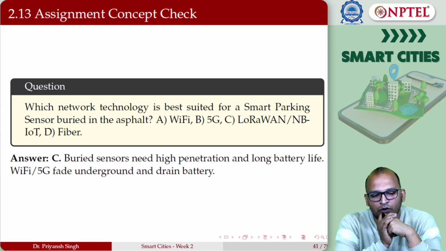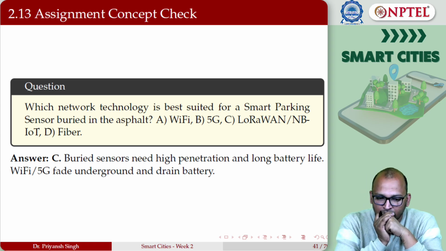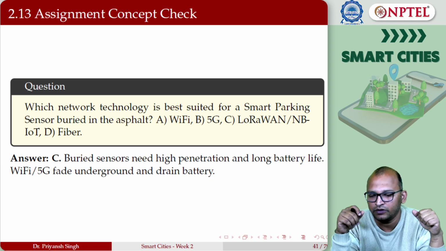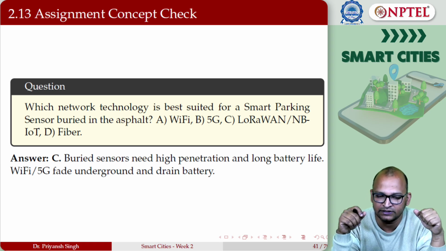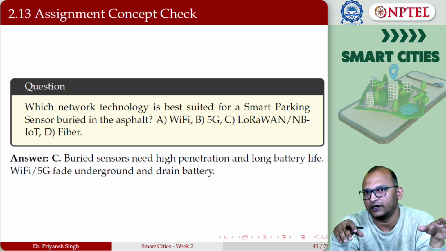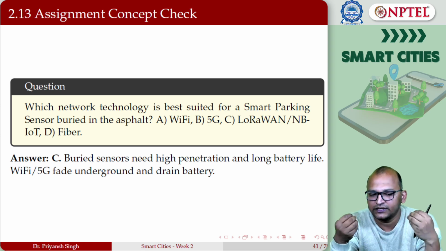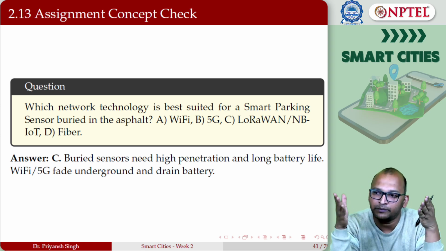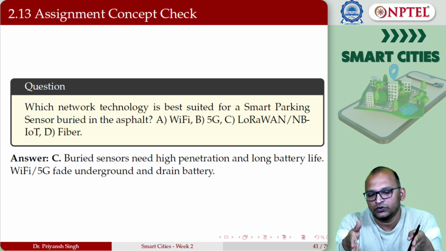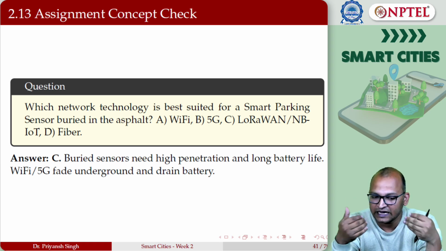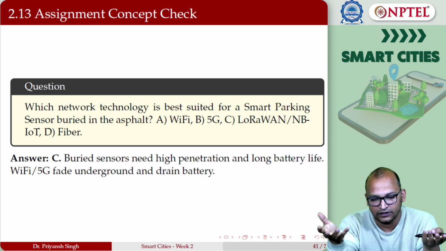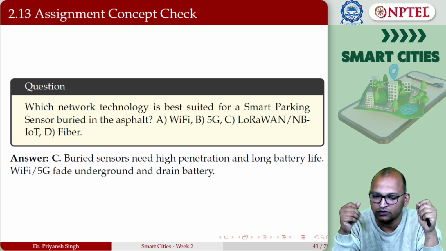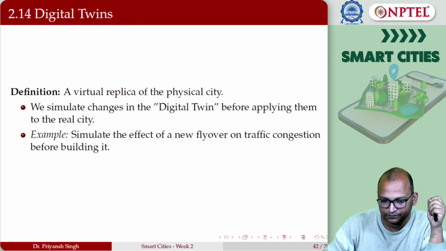Let's take an example problem. If we have a question like which network technology is best suited for smart parking sensors buried in smart asphalt. If a sensor is buried in the asphalt, that means we need a technology which can penetrate underground. As we have already seen, this type of thing is possible with LoRaWAN only. So here the solution will be LoRaWAN.